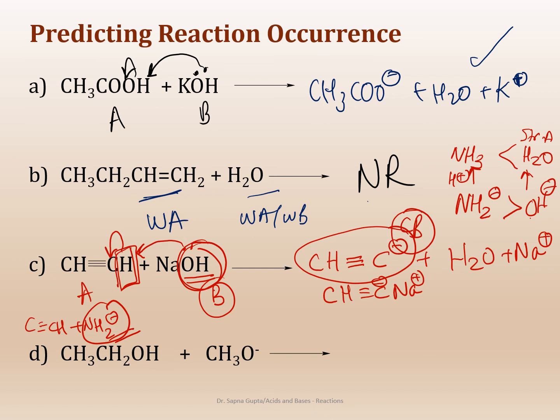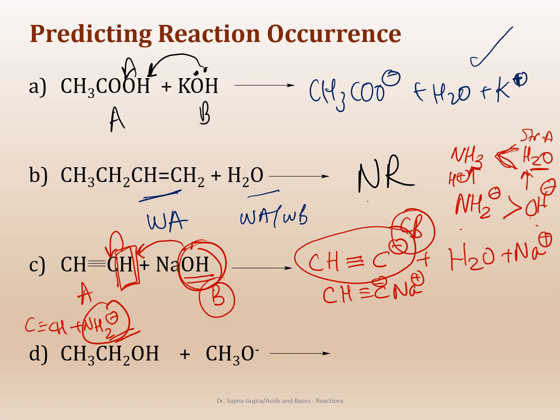Ammonia is not even an acid, so for ammonia, the conjugate base is going to be stronger. Water is a stronger acid than ammonia. So if water is a stronger acid than ammonia, then water will give you a weaker conjugate base than amide. That's how you do all these things without looking at the pKa tables. Okay, let's look at the last one now.